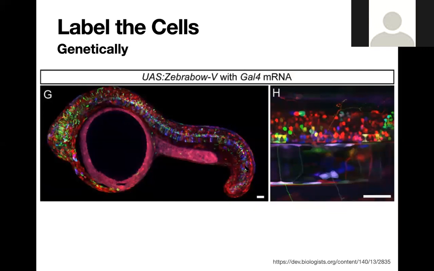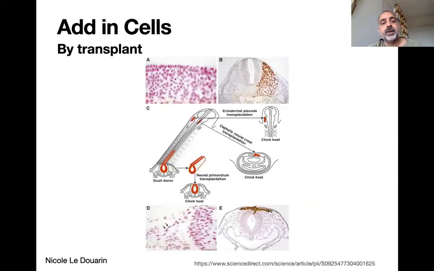Okay. So this is another way that cells can be labeled genetically to understand lineage. Another way is just by putting in new cells. Here what I'm showing is some classic experiments by Nicole Le Douarin. These are quail cells that are being transplanted into chick embryos.